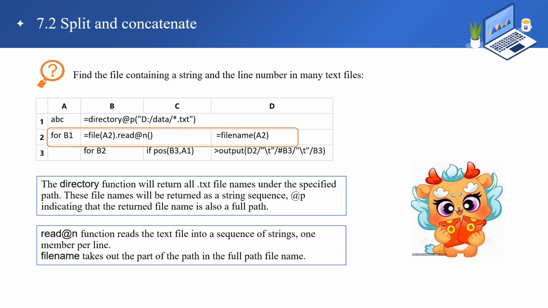A2 loops this sequence, B2 reads out each file, and the file function generates a file object with the file name. The read n function reads the text file into a sequence of strings, one member per line. The filename function takes out the file name part of the full path file name. B3 to D3 is easy to understand. It loops through each line of text. If A1 is found, output the file name, line number, and the content of this line. Here we assume that the files are small and can be read in at one time. If the file is large, we need to use the cursor technology mentioned later.